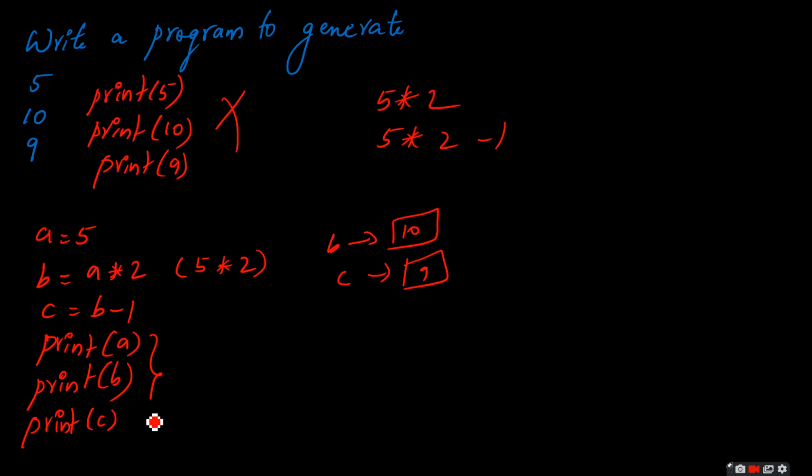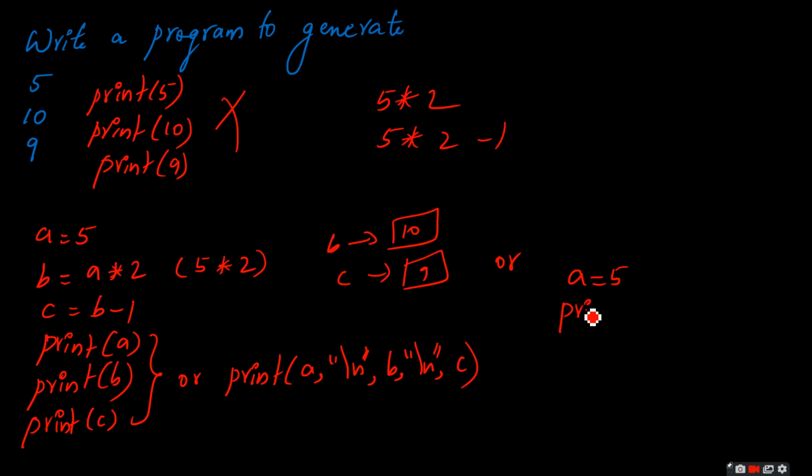This is one method. Or instead of this, we can write it in a single line. Print a, comma, slash n, comma b, slash n, comma c. Or next we can give like this: a equal to 5. Print a, slash n, then a into 2, slash n, then a into 2 minus 1. Like this way also we can write the code. So different people have different logic. In this way we can write a program code to generate this following output.